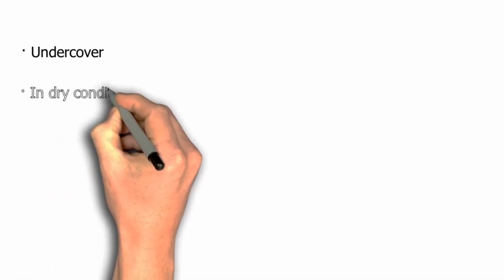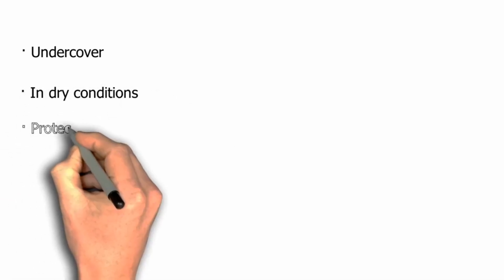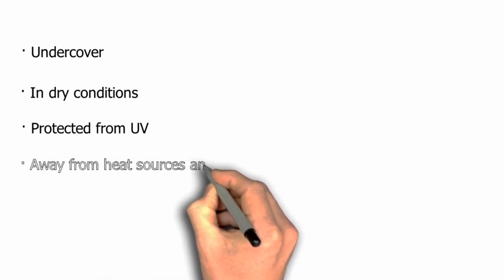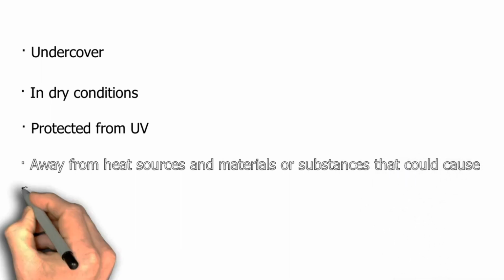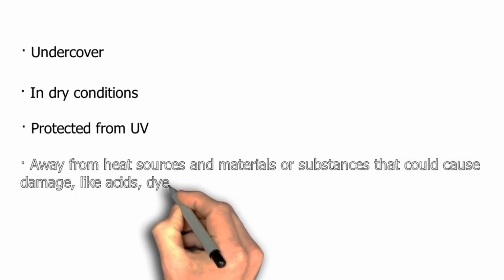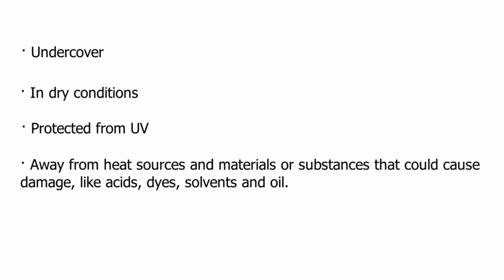Storing safety nets. Undercover. In dry conditions. Protected from UV. Away from heat sources and materials or substances that could cause damage, like acids, dyes, solvents and oil.